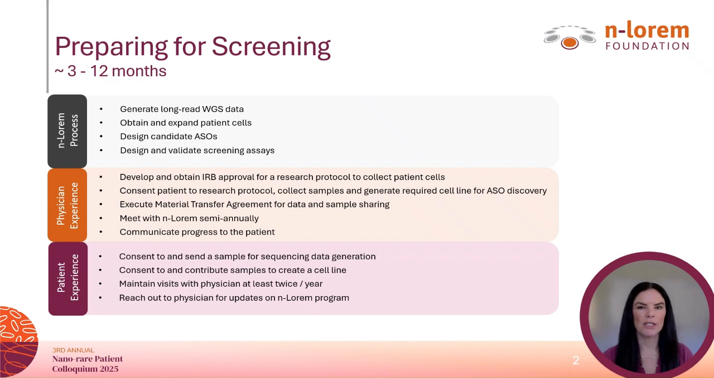Another key role for patients during this phase of the project is contributing samples to create a cell line. For programs that require a cell line, the physician is informed upon patient acceptance and will then notify the patient. To generate these cells, the patient needs to consent to sample collection and contribute either blood or a skin punch biopsy. As I noted previously, information regarding n-Lorem's progress flows through the physician to the patient.